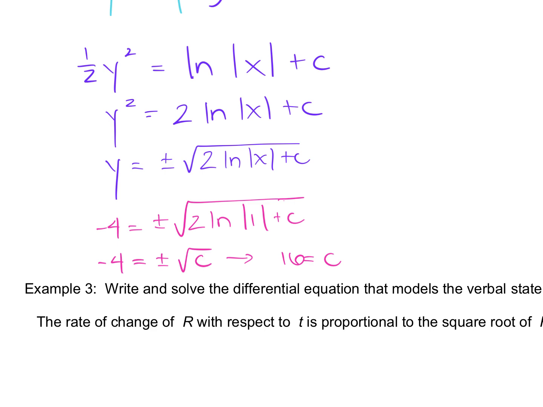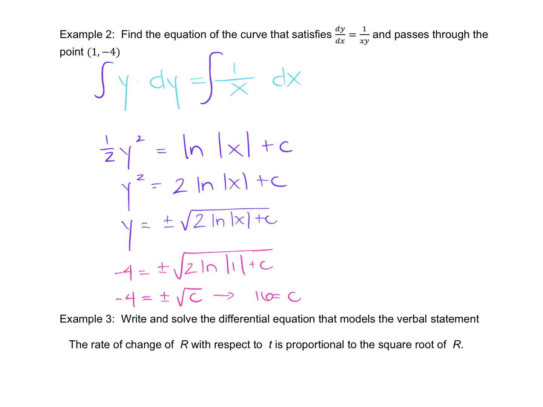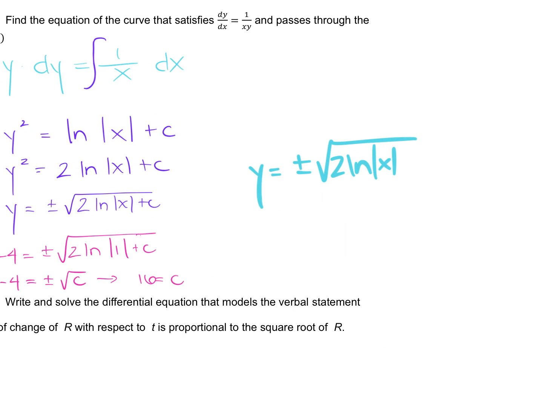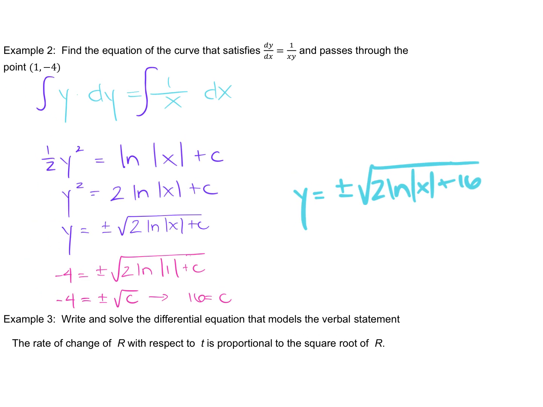So in the squaring, you just get rid of the plus or minus. So our final answer is going to look like y equals plus or minus square root of 2 ln absolute value of x plus 16, all under the square root. And this is finding the equation, so that is our equation.